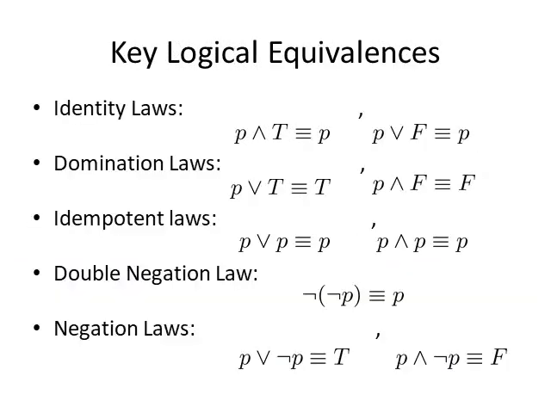Along with De Morgan's law, we also have some key logical equivalences like the identity law, domination law, idempotent law, double negation law, and negation law. These are very important logical equivalences, and we can prove them with the help of a truth table. I will not read all the content on this slide, but I strongly recommend you pause your video at this point and try to digest the information on this slide.